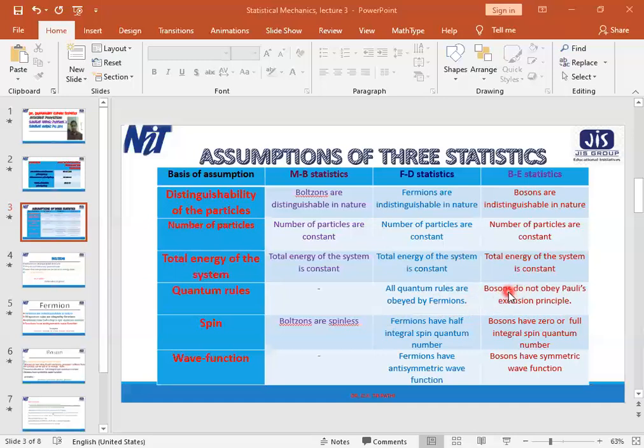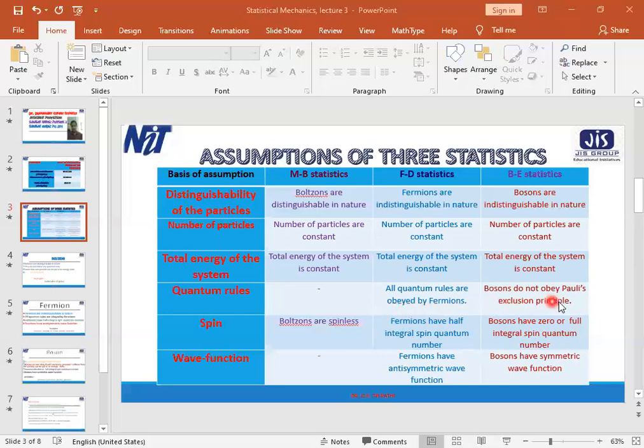Whereas bosons follow all rules except Pauli's exclusion principle. Bosons are not following Pauli's exclusion principle. What is Pauli's exclusion principle? It says that no two particles will have the same set of all 4 quantum numbers. There may be 2 particles having the same principal quantum number, same azimuthal quantum number, same magnetic quantum number, but the 4th one, the spin quantum number, must not be the same. Why? Because if particles have all 4 quantum numbers the same, both particles are residing at the same place, in the same energy state, which is forbidden in Fermi-Dirac statistics.